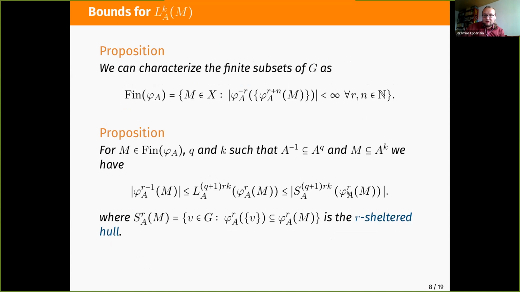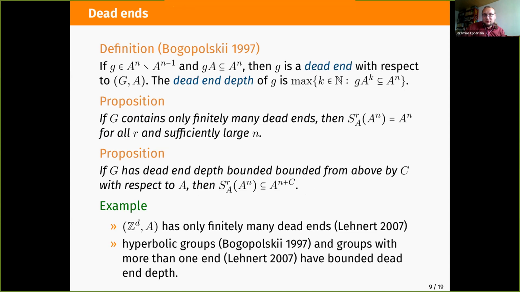But in general, you cannot expect to have only finitely many dead ends. For abelian groups, like Z^d, you only have finitely many dead ends. It's something that Lenard showed. But often it's enough that you have bounded dead end depth. So if it's bounded by C, then what you get is that this R sheltered hull of A^n is actually contained in A^(n+C). And for all these asymptotic estimates, that's still enough.